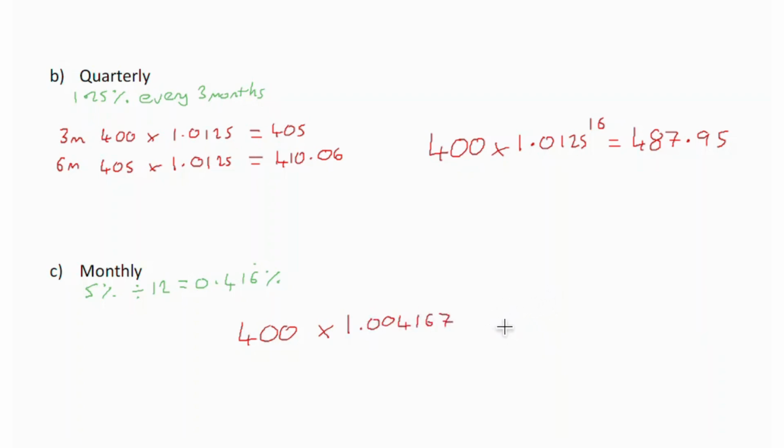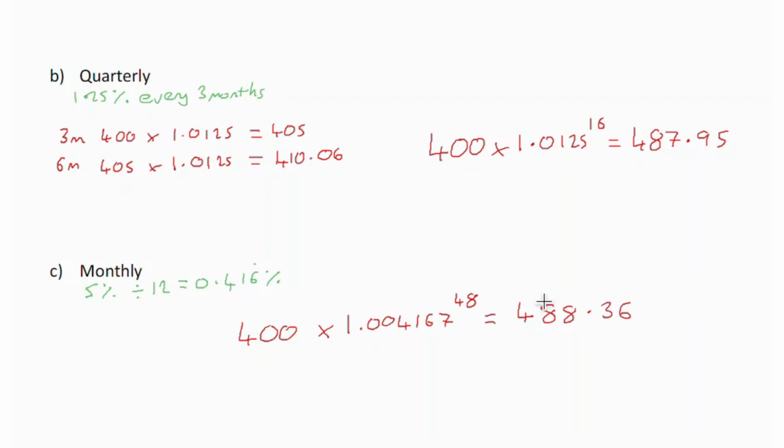And how many times are we going to be paid this? Well, if it's monthly, we're going to be paid 12 times a year for 4 years. So that's 48 payments in total. And when we calculate that, we get 488.36, and that's a little bit more money again than we had in the previous one.